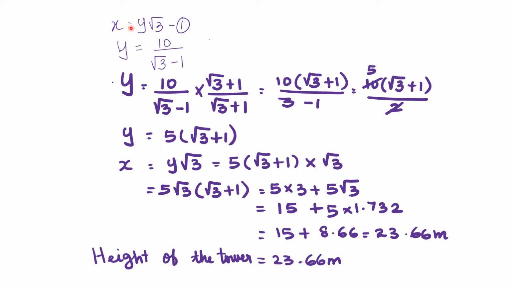You know that x equal to y root 3. We have to find out x only. So 5 root 3, you know, right? X equal to y root 3. Y is 5 into root 3 plus 1, into root 3, and you have to multiply this 5 root 3 into root 3 plus 1. 5 root 3 into root 3 is 5 into 3, plus 5 root 3 into 1 is 5 root 3. 5 3s are 15 plus 5 into 1.732. 15 plus 8.66, 23.66 meters. So height of the tower is 23.66 meter.